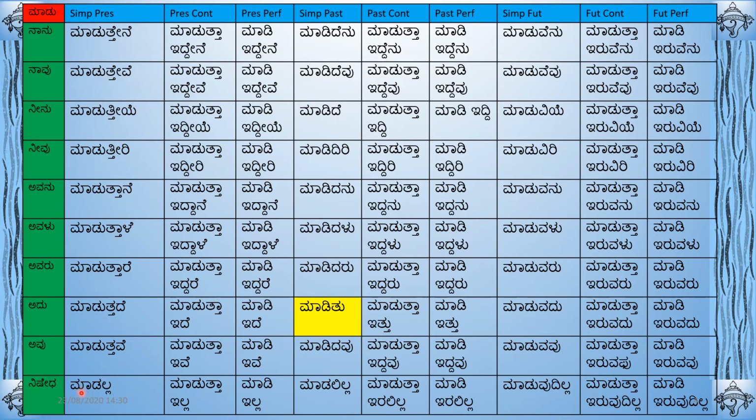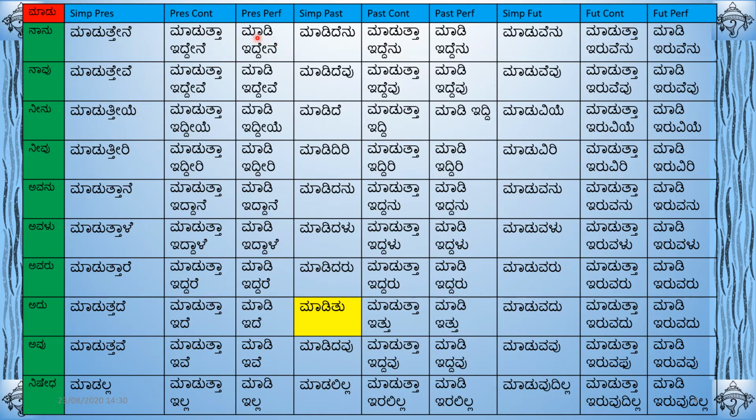The pronouns are not given here because it's common for all the pronouns. You say nanu madalla, neevu madalla, neenu madalla, everything is madalla for all of this. That's why it's common. So continuous is madutta iddeni.